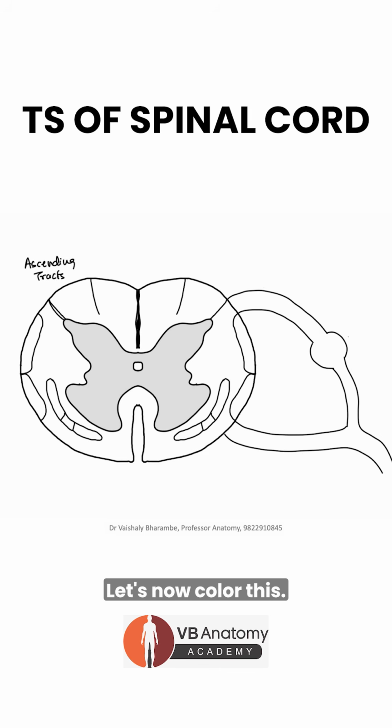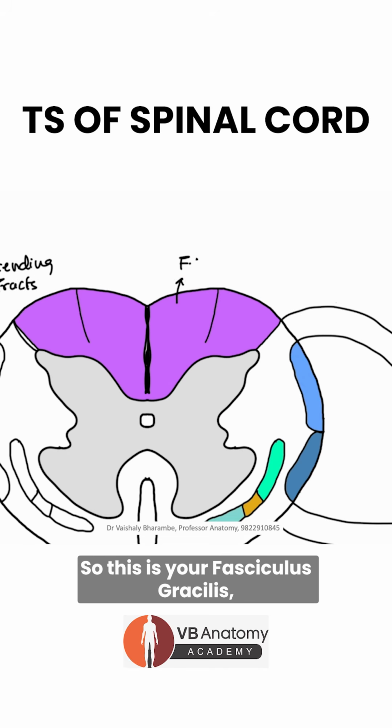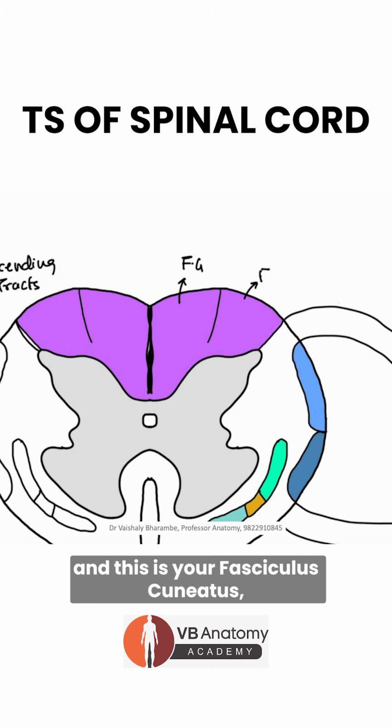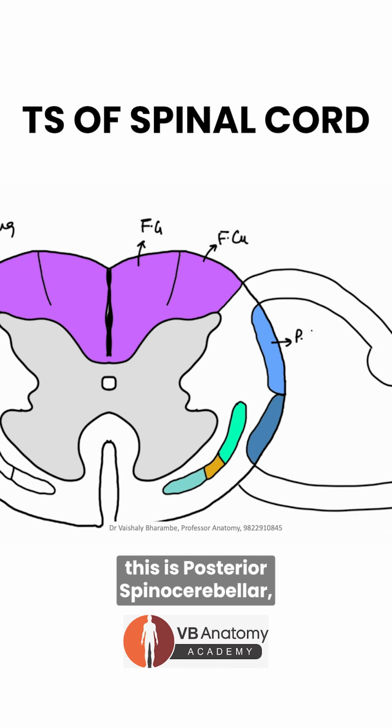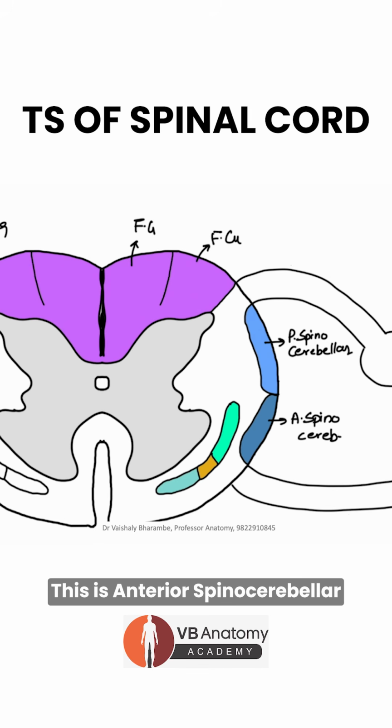Let's now color this. As we label, you will find yourself remembering this. So this is your fasciculus gracilis and this is your fasciculus cuneatus. This is posterior spinocerebellar. This is anterior spinocerebellar.